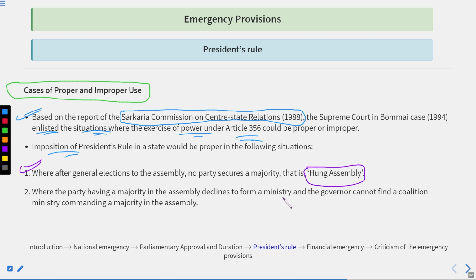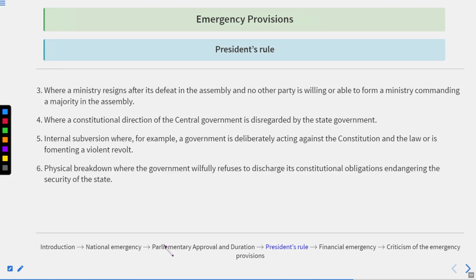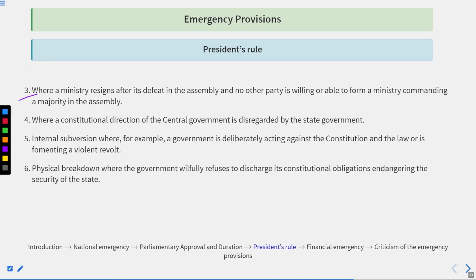Where the party having the majority in the assembly declines to form a ministry and the governor cannot find a coalition ministry commanding a majority in the assembly. In such situations, only the President's rule could be imposed. Where a ministry resigns after its defeat in the assembly and no other party is willing or able to form a ministry commanding a majority in the assembly.